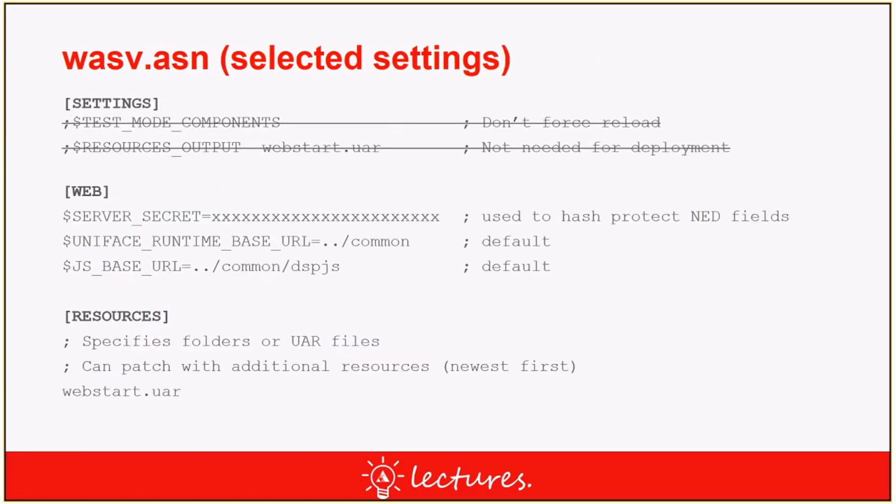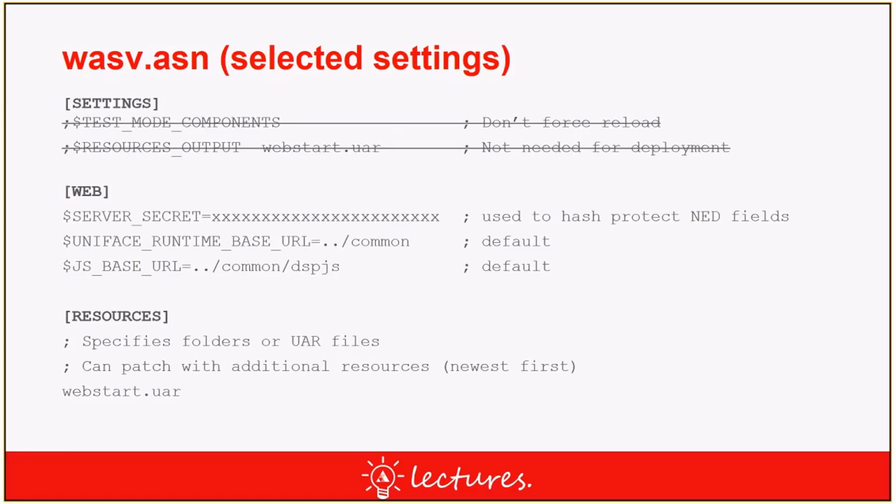So when you come to deploy your application, you'll use a web application server file, wasv.asn or whatever you want to call it. Very similar to development, but obviously you want to change a few things. If you're using test mode components, which forces reload of the component, it effectively does the same as drop from memory. Useful when you're developing, because if I make a change I just want to pick it up immediately, but that's a performance overhead reloading it every time in a deployment application, so you'll probably comment that out or turn it off. You're obviously not going to be building to an archive file or resources folder for a deployment application, so no need to specify some of the other things.